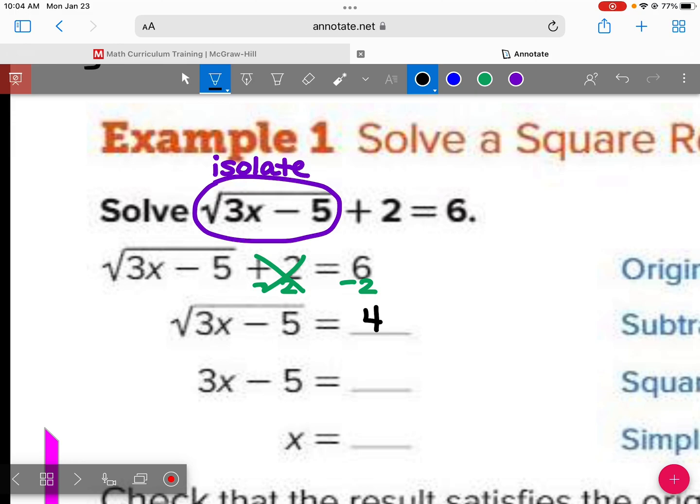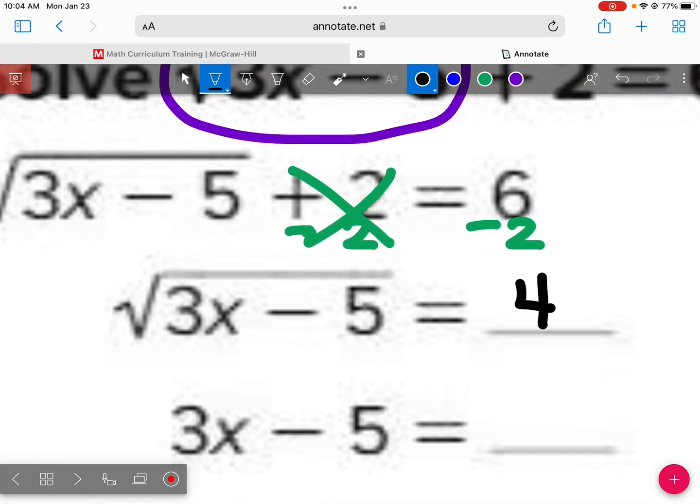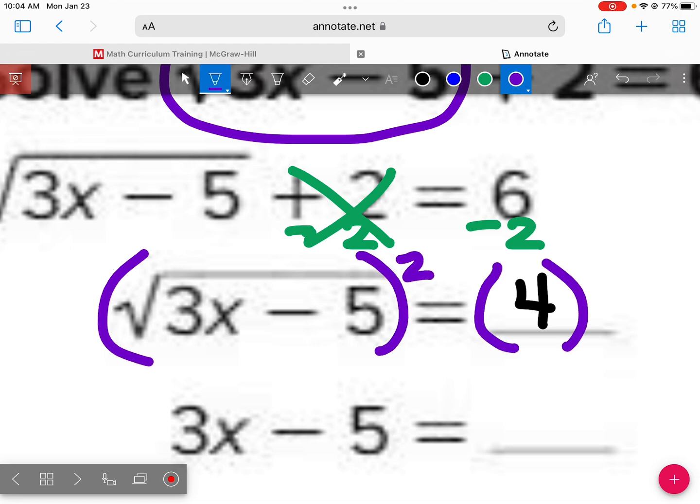What was our second step? Yes, we're going to eliminate the radical. So I need to know what the index on my radical is. What is my index? 2. So each side I'm going to raise to the power of 2. So I'm going to square this side. And if you do it to one side, you have to do it to the other side.